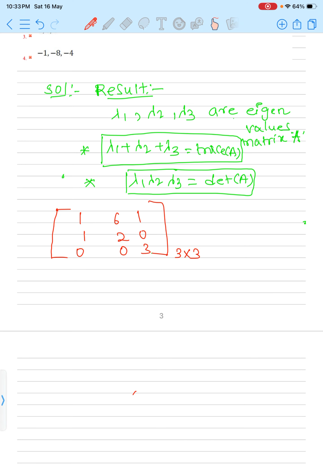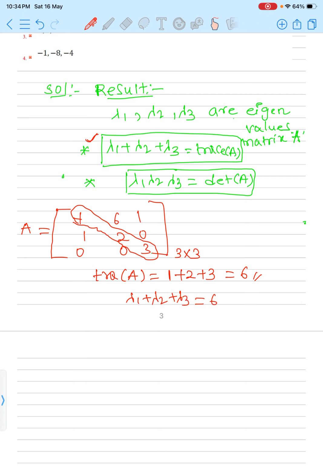Now what is the trace of the matrix? If I consider this as a matrix A, the trace of A is the sum of the principal diagonal elements. What are the principal diagonal elements here? 1, 2, 3. The sum of the principal diagonal elements 1, 2, 3 is equal to 6. So by the property I mentioned, the sum of the eigenvalues lambda 1, lambda 2, lambda 3 is equal to 6. The trace of the matrix, the sum of the eigenvalues, we got 6.